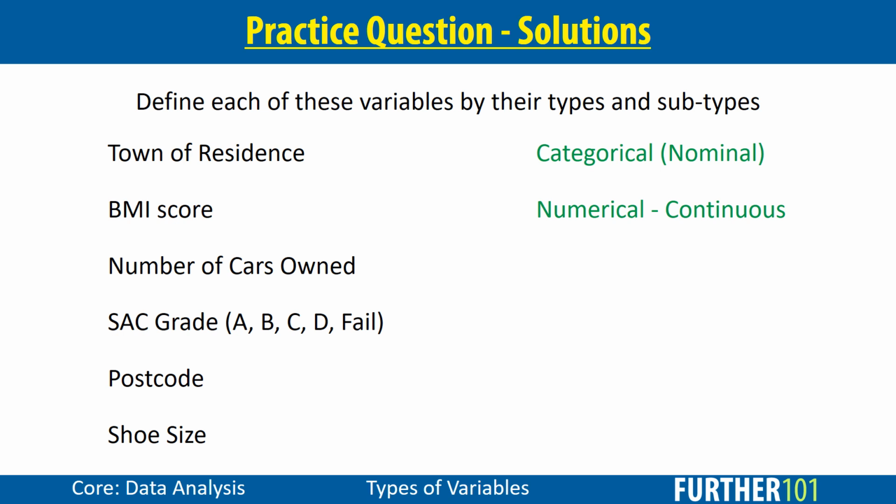Let's move on to the number of cars owned. How many cars a person owns is clearly numerical, and because we count rather than measure the number of cars owned, this variable would be discrete.